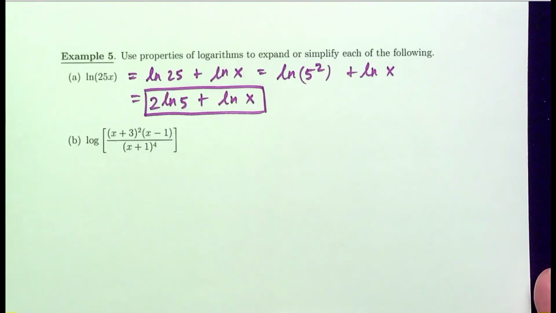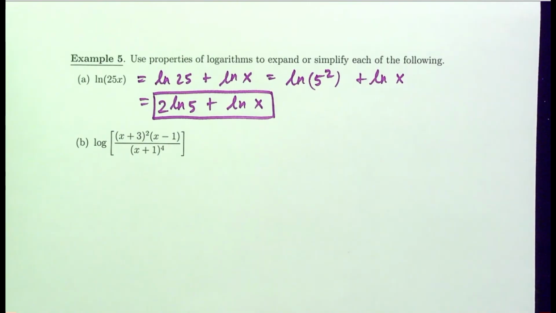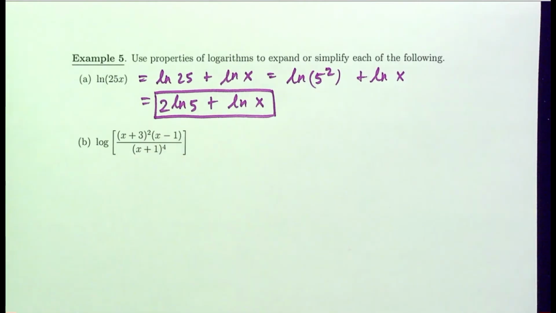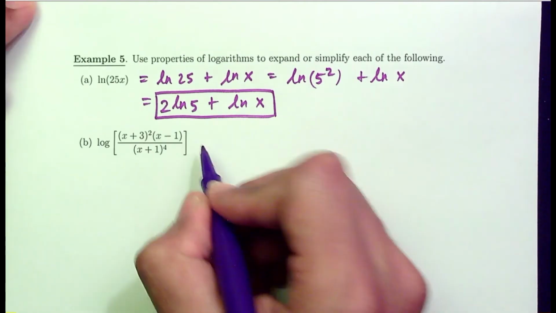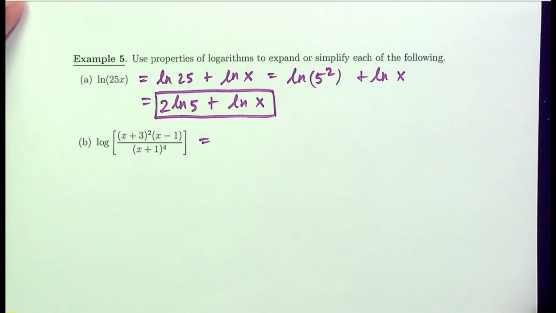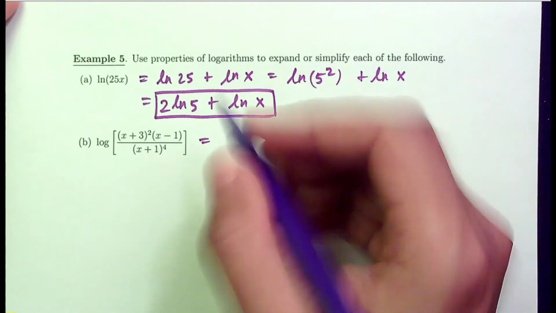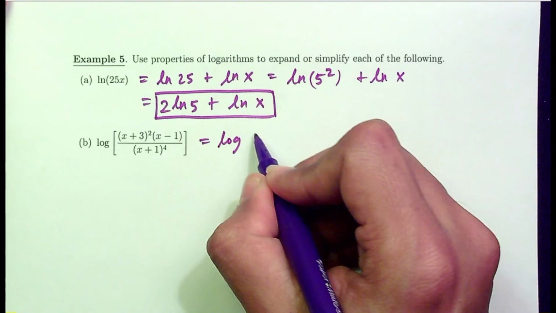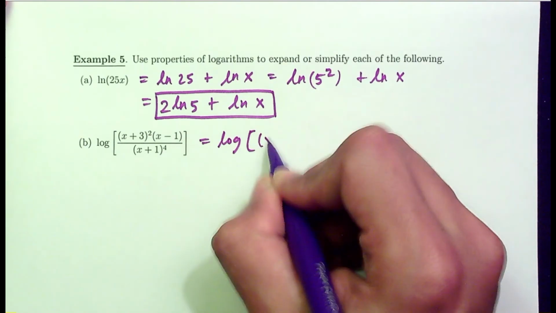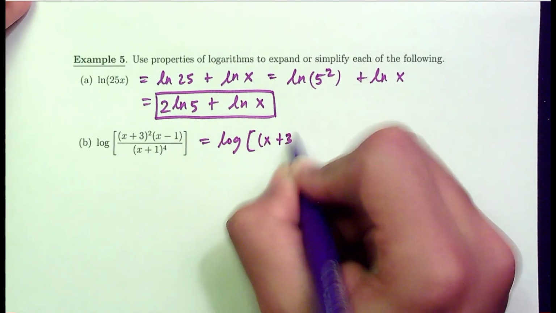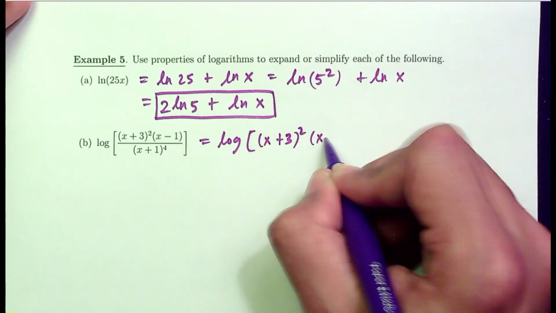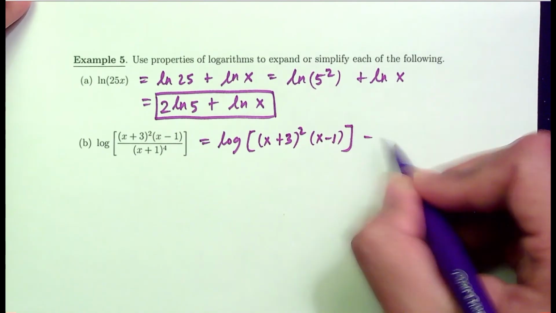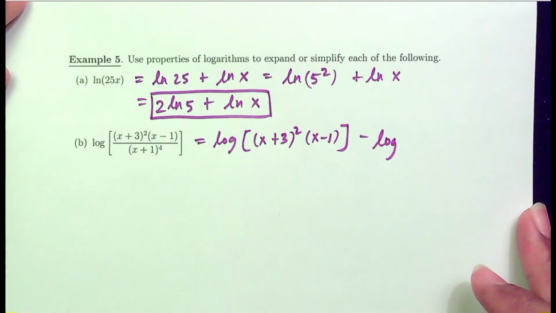Here's another one. Expand this logarithm. Okay, let's see. That one looks more complicated. There's more stuff going on here. So let's start by using the property that says that if I have a logarithm of a quotient, that becomes the difference of the logarithms. So this is going to be logarithm of the top minus logarithm of the bottom.